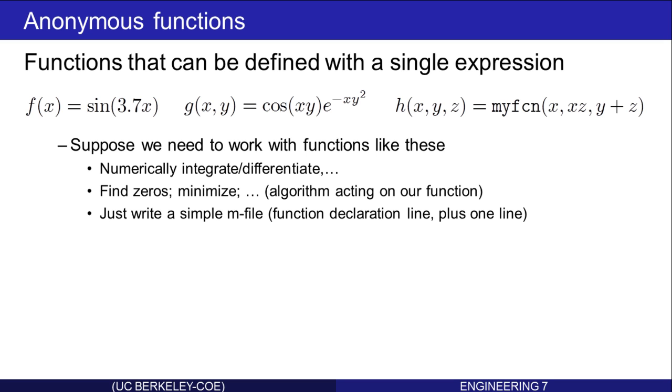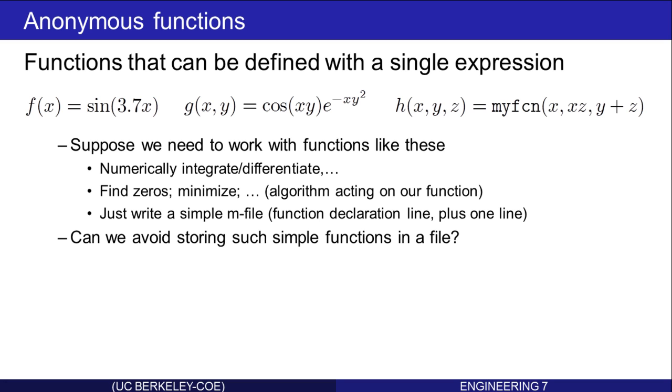We always have the option of writing a simple M file for this. Function declaration line, and then the one line which is this expression. But these are so simple, you wonder if there's some way we can avoid storing such a simple function in a file. Rather than opening the editor, creating a file, saving it, is there another option? And there is, and it's called anonymous functions.